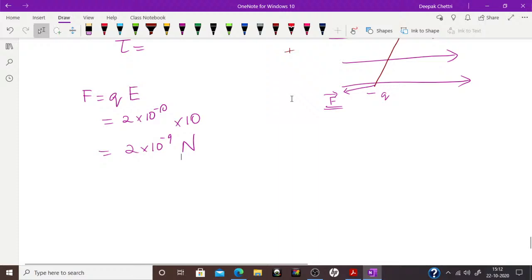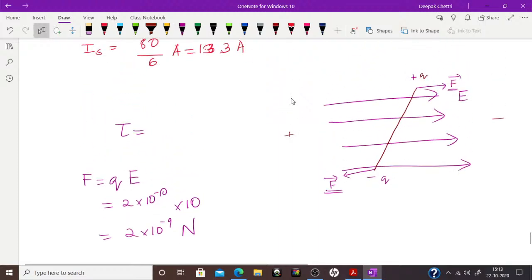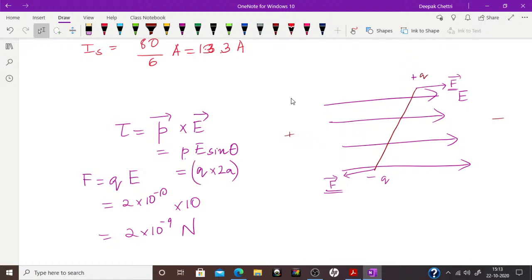Now torque, what will be the torque? The torque formula, if you have studied, is P cross E. Cross means sine theta, so instead of cross you can put sine theta, right? What is P? P is the dipole moment. How do you find it? Q into distance, right? This is the P. Q into distance. E is given, it's 10. The angle is also given, this angle, okay? It's given in the question, 60 degrees, right? So sine 60 degrees.